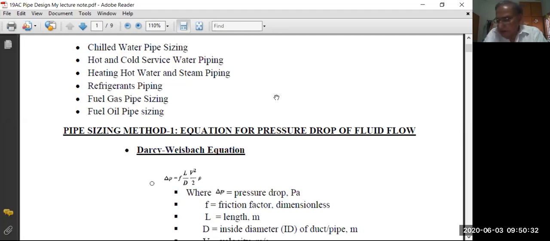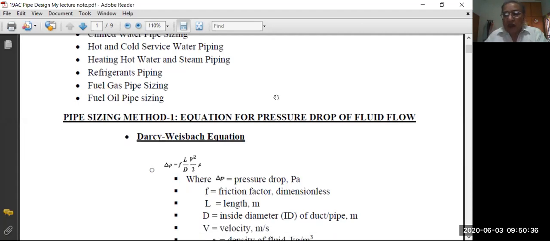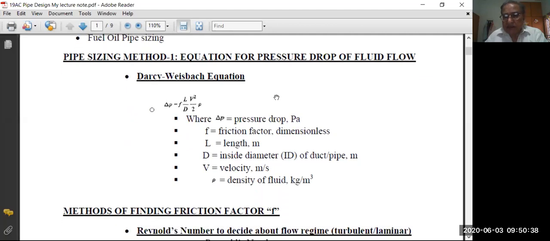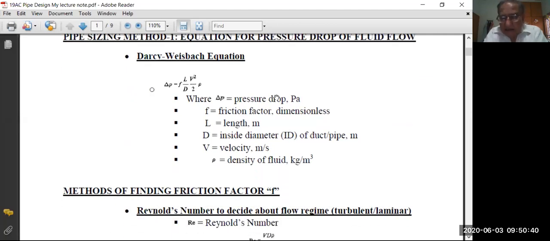So what we are learning today is actually the same theory as we have learned in the previous chapter, that is HVAC duct design. The difference is in HVAC duct, the working fluid is air.